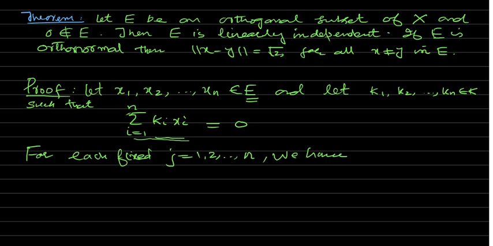It's an orthogonal set. So let's calculate the inner product of the linear combination with xj. We first see kj times the inner product of xj with xj. Note that this inner product is not equal to 0, because xj is not equal to 0. The product is 0 and both are scalars in the field, so either kj is 0 or the inner product of xj with xj is 0, but that cannot be, as xj is not equal to 0. So it means that kj will be equal to 0.